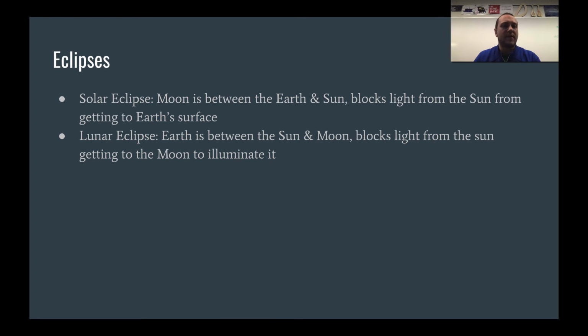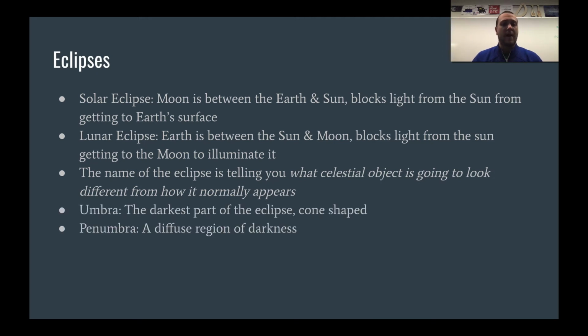So our 2 primary types, we have a solar eclipse and we have a lunar eclipse. The solar eclipse is when the moon is between the earth and the sun, and lunar is when the earth is between the sun and the moon. The object that is being blocked is the name of the eclipse. So a solar eclipse means that the sun is being blocked, and a lunar eclipse means that the moon is being blocked.